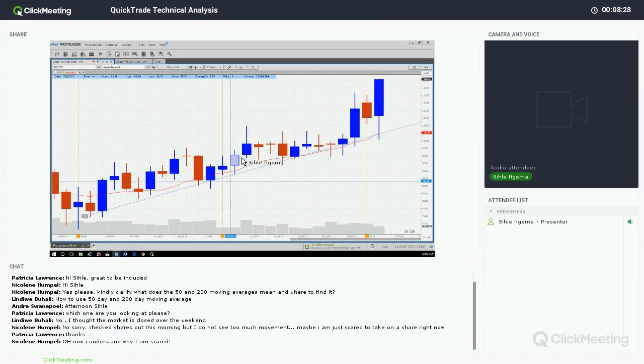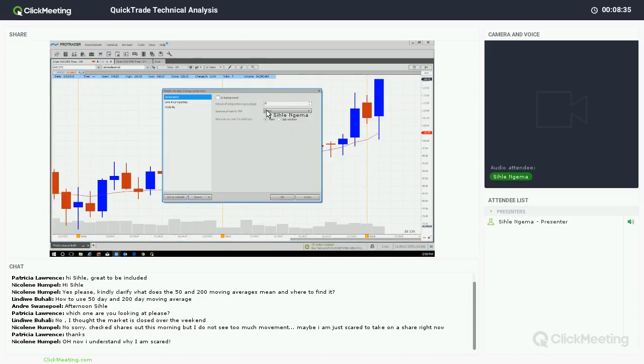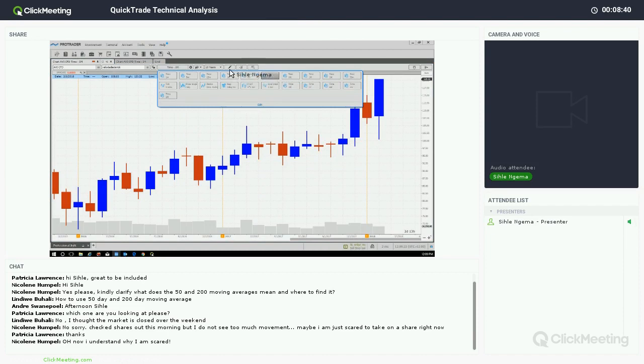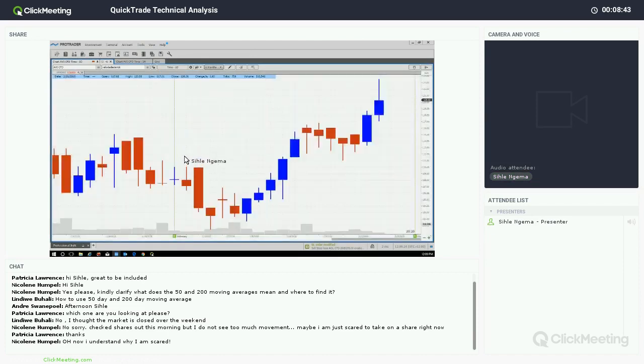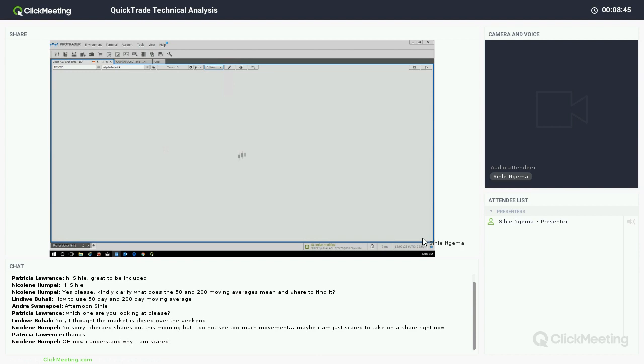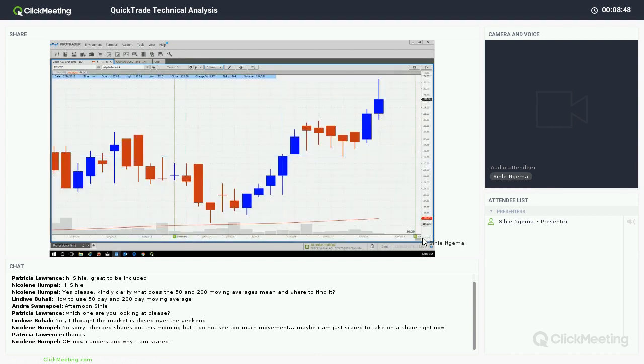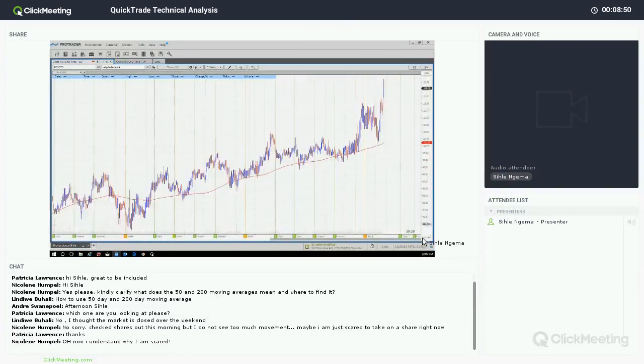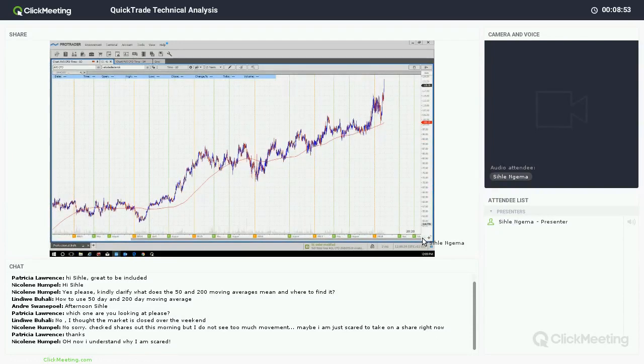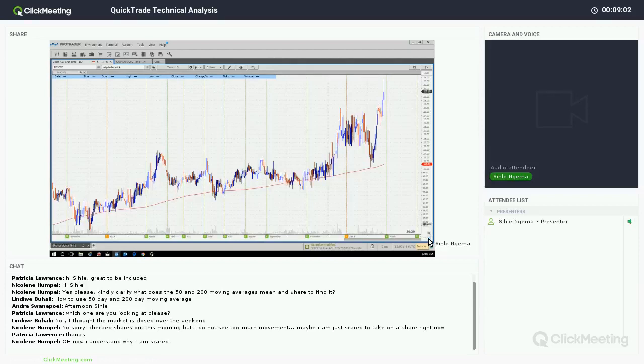Okay, now let's remove this line. It's on a monthly time frame. Now let's change it. I'll change this one to 200 and change my time frame to daily. Okay, here we have the 200 moving average overlaid on this chart.